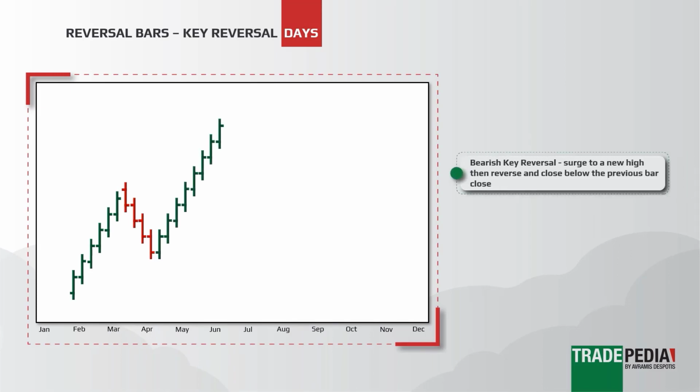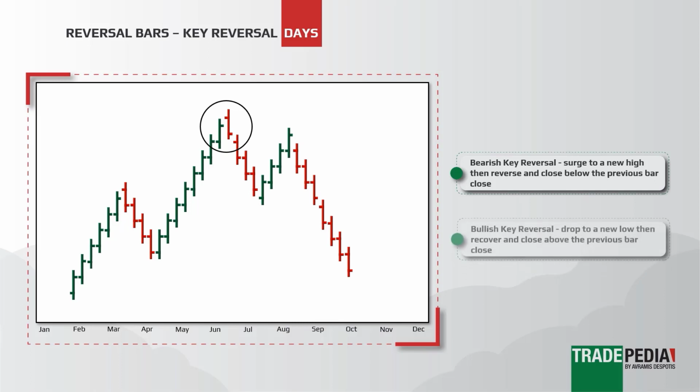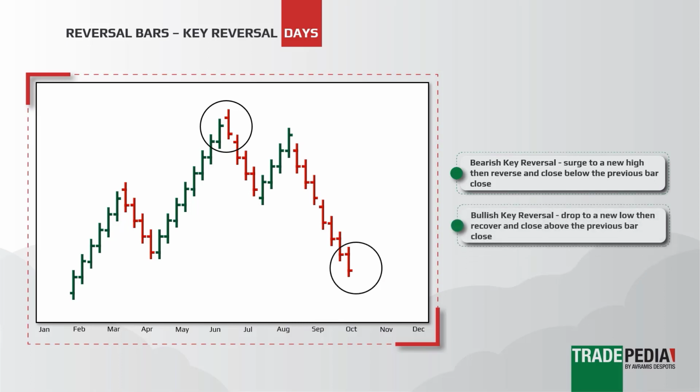A bearish key reversal is formed at the market top and is recognized with prices surging to a new high, usually significantly higher than the previous trading day, only to reverse lower and close below the previous bar's close. A bullish key reversal is formed at the bottom of a decline and is recognized with prices first collapsing to a new low, followed by a recovery to above the previous bar's high and closing up on the day.